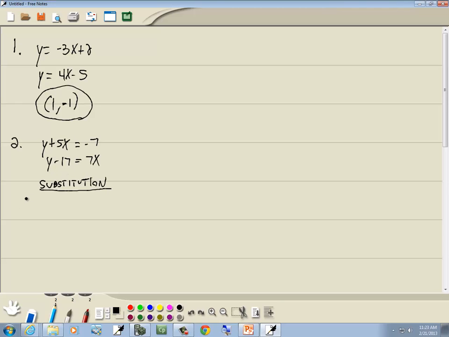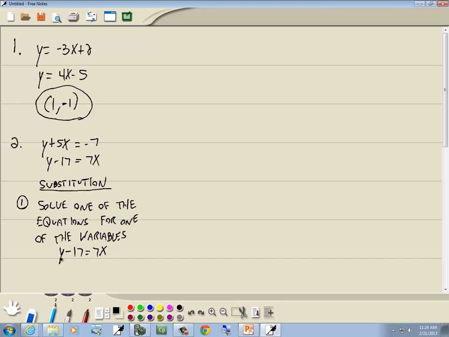Does x equals 1 and y equals 2 cause this to be true? Well, our first step in substitution is to solve one of the equations for one of the variables. Now it doesn't matter which one. I'm going to pick the second equation, and it doesn't matter which variable. I'll solve this for y because it's really easy. I take negative 17 over, and I get y is equal to 7x plus 17.